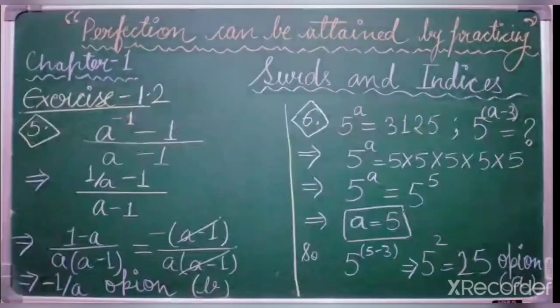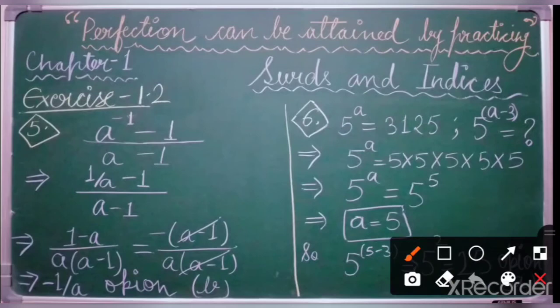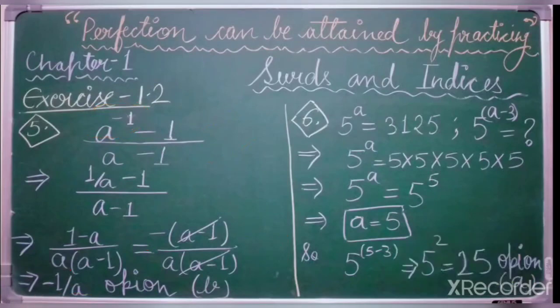Moving to question number 5, that is a to the power minus 1 upon a minus 1. A to the power minus 1 can be written as 1 upon a, minus 1 upon a minus 1. When you are taking the LCM, you will write it as 1 minus a upon a multiplied by a minus 1. After taking the minus sign as common, you will get a minus 1 in numerator and denominator both. After cancelling it out, you will get minus 1 upon a, option B as your correct answer.